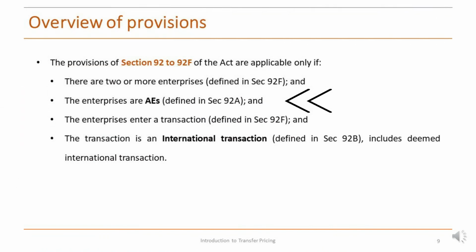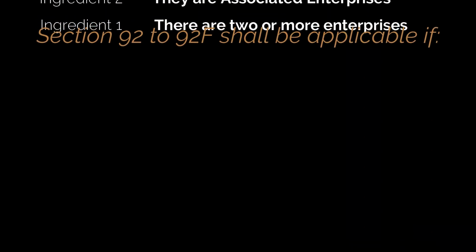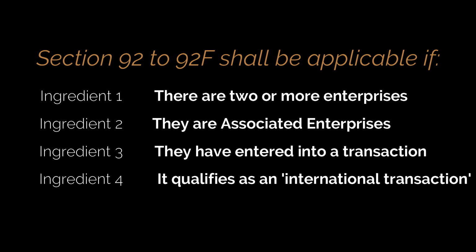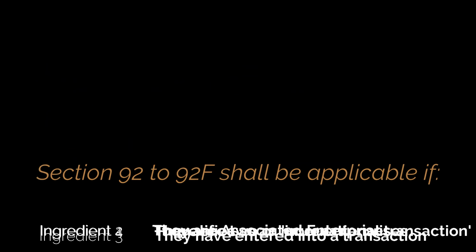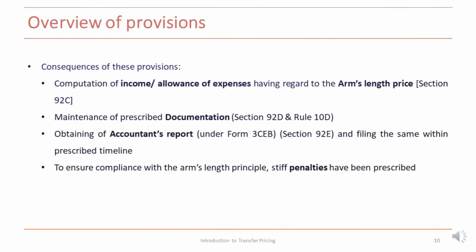Such enterprises have to be associated enterprises, and there is a definition provided for what associated enterprises are. Those enterprises should enter into a transaction. The transaction is defined under Section 92F. Such transaction should qualify as an international transaction within the definition of Section 92B. So, we will be going in detail into each of these aspects of definition in the coming modules. But it is very important to test for the existence of these four ingredients before we move forward with the applicability of TP. So the question therefore arises as to what happens if the four ingredients are present.